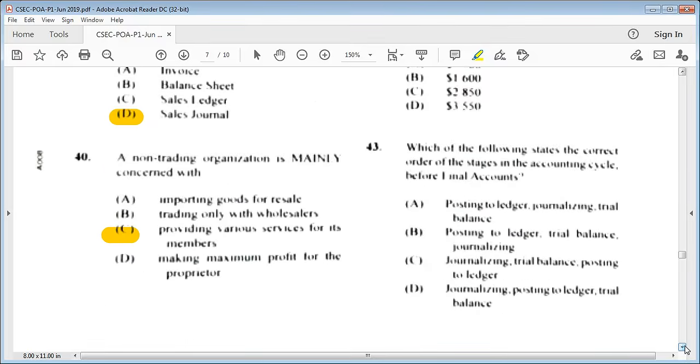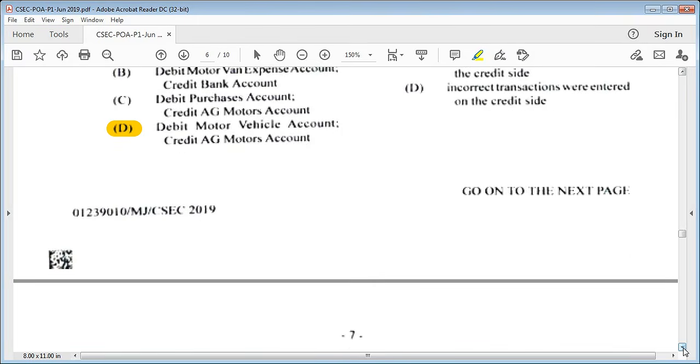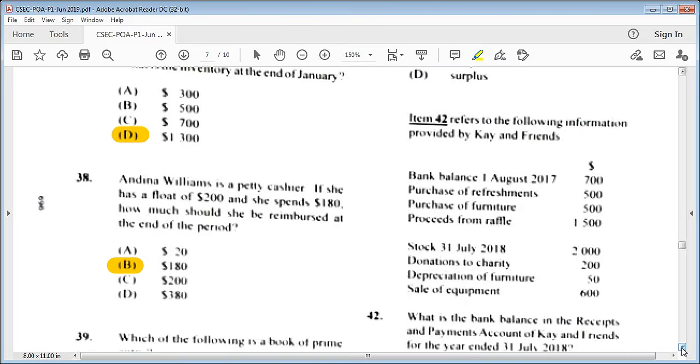Let's move on to 41. Here it says, a sole trader uses his trading account to determine A, super profit, B, gross profit, C, net profit, D, surplus. We know that is B, gross profit. He uses a trading account to determine the gross profit.